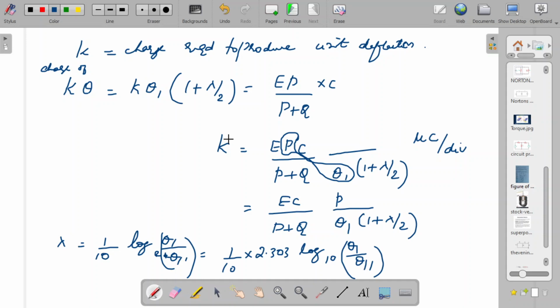So this is how you calculate, or you design and then find out experimentally what is the charge sensitivity or the figure of merit of the ballistic galvanometer. I hope you understood.